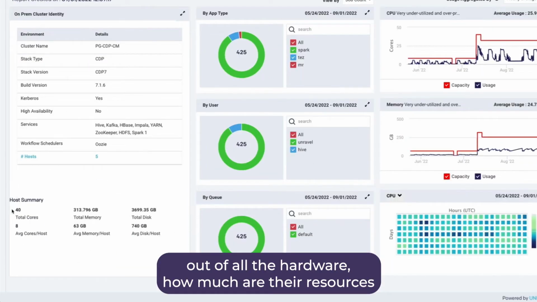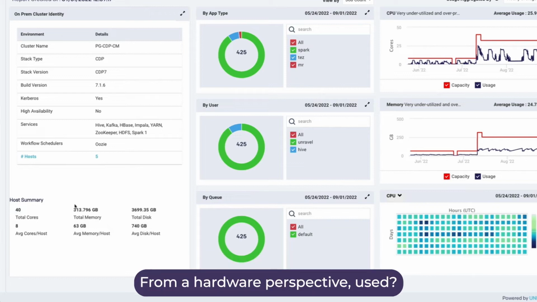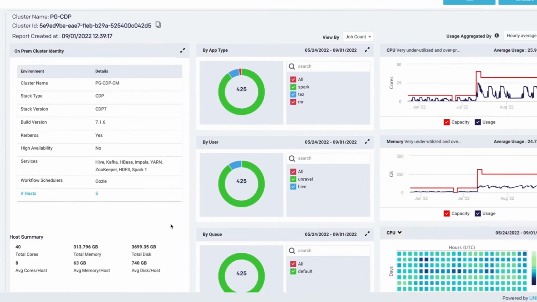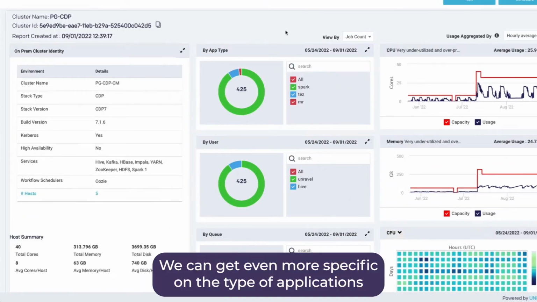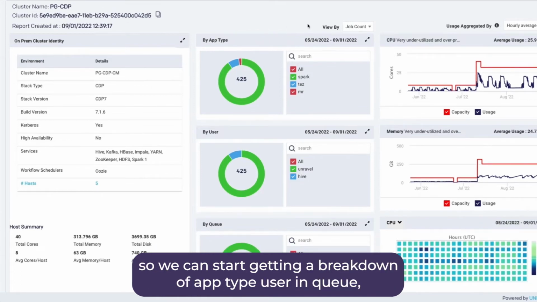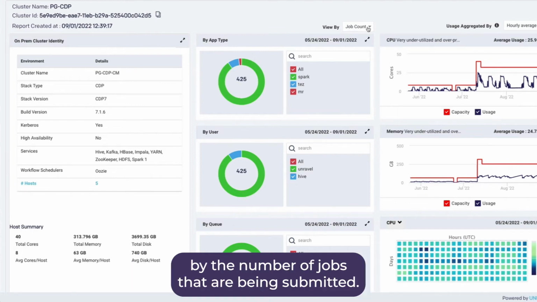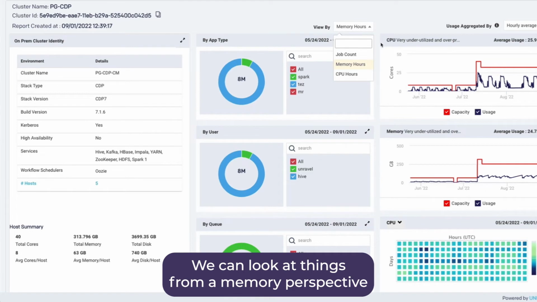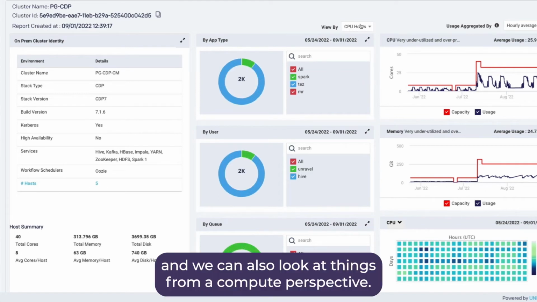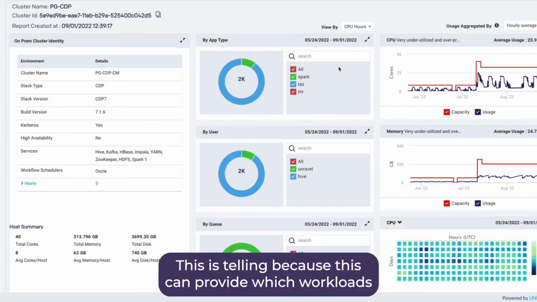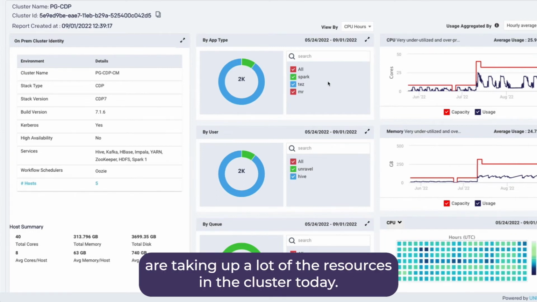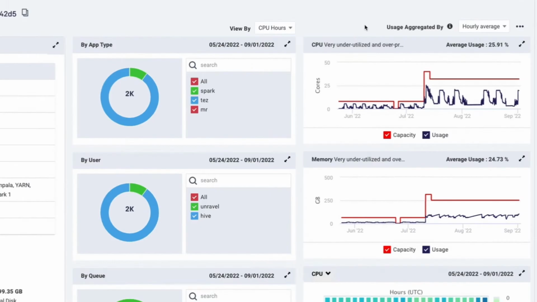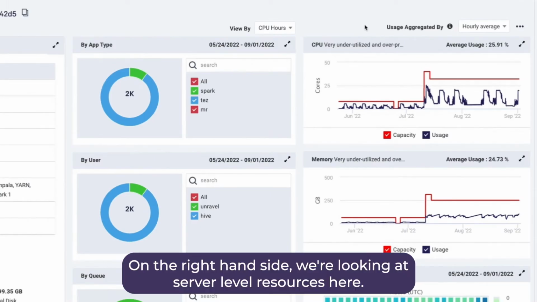Out of all the hardware, how much of the resources from a hardware perspective are used? We can get even more specific on the type of applications. So we can start getting a breakdown of app type, user, and queue by the number of jobs being submitted. We can look at things from a memory perspective, and we can also look at things from a compute perspective. This is telling because it can show which workloads are taking up a lot of the resources in the cluster today. On the right-hand side, we're looking at server level resources here.